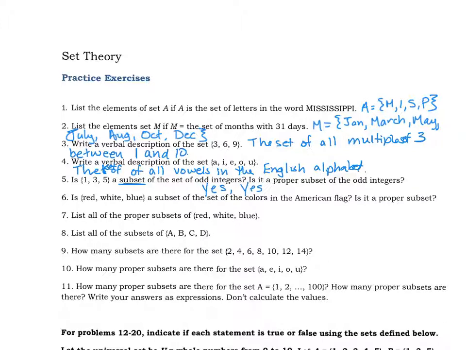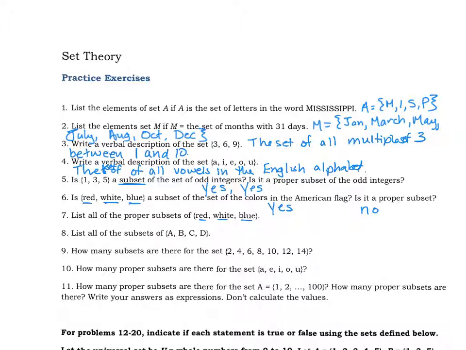Then it asks, is a set with the elements red, white, and blue a subset of the set of the colors of the American flag? Yes, because the American flag has colors red, white, and blue in it. But it asks if it's a proper subset, and that's going to have to be a no, because since the American flag has all of the red, white, and blue, that makes the sets equal to each other. So no.